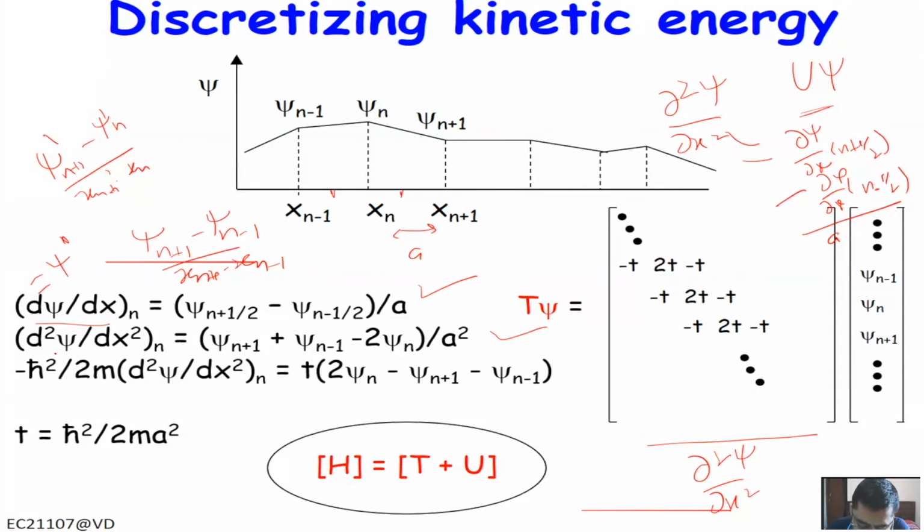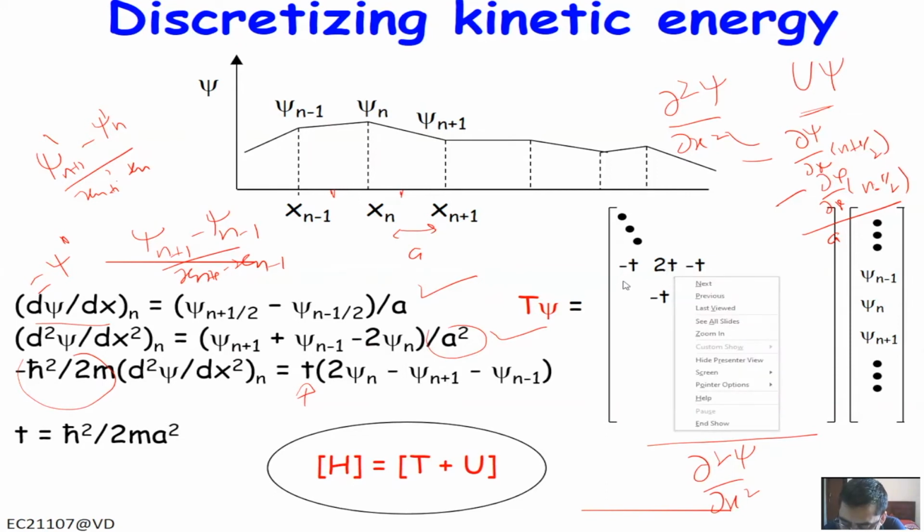So this prefactor, h bar square by 2m divided by a square, we call it t. So for a given psi, what you have is n minus 1 plus n plus 1 minus 2, right? So the diagonal element will be 2t, and beside the diagonal will be minus t and minus t. So you can multiply any one of them. So for any psi n, you can write 2t psi n minus psi n minus 1 times t minus psi n plus 1 times t. Okay, and then you can add these two terms.